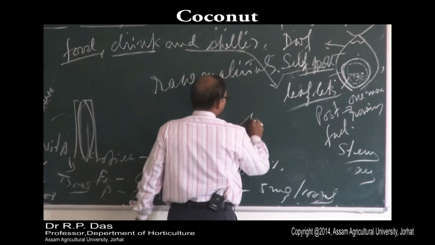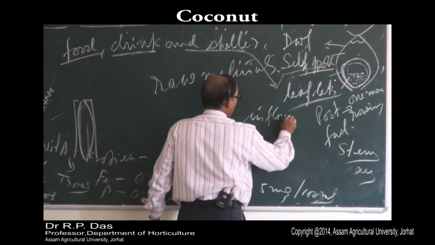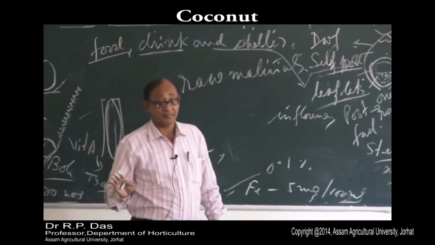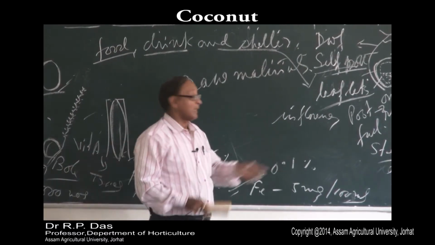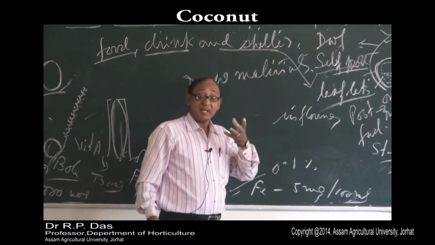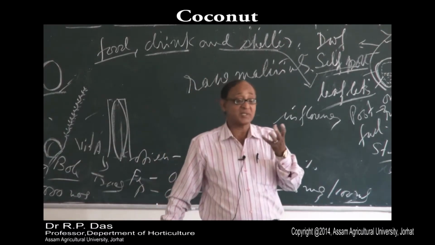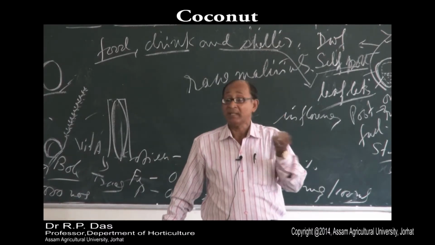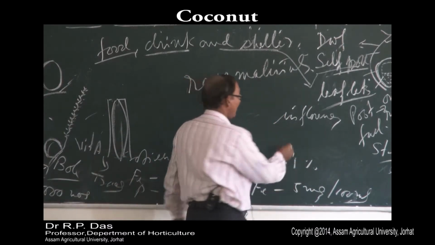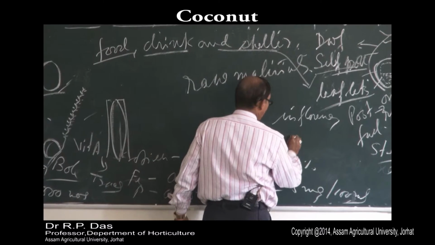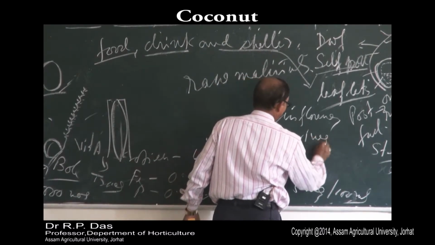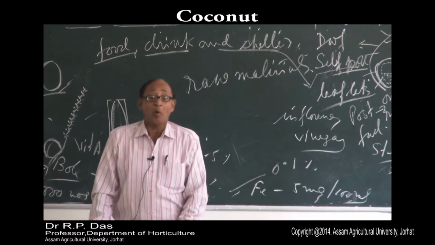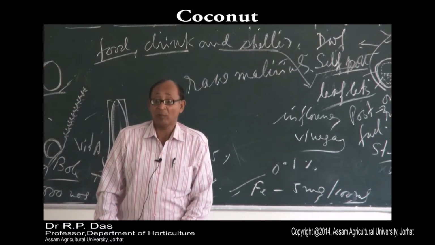Then this inflorescence, where the female flowers number is less, right? Then the tender inflorescence, which is creeps in nature, having full of juice, that is used for preparation of vinegar or some homely prepared alcohol.